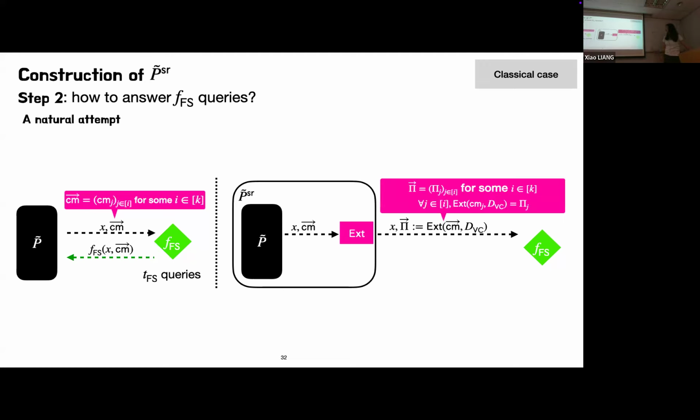And note that here extract actually also takes as input the database of VC to perform the extraction. So in all commitment schemes, you need the VC database to extract the pre-image, but we will just omit that in the picture. Then it returns the FS query response to the prover.